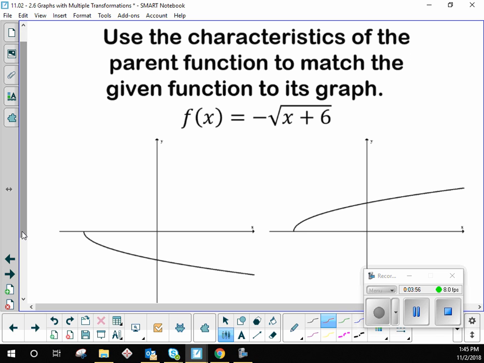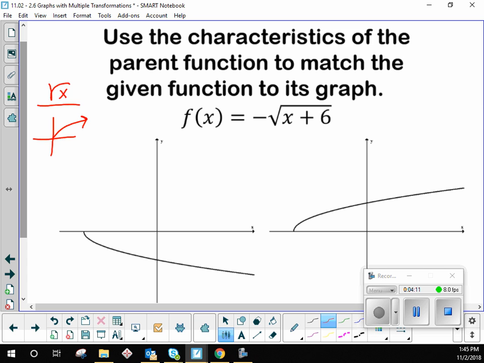Right here, we have negative square root of x plus 6. What is the parent function here? Square root, okay. And here's what its parent graph looks like. It just looks like this.